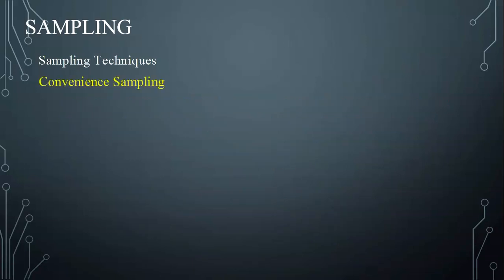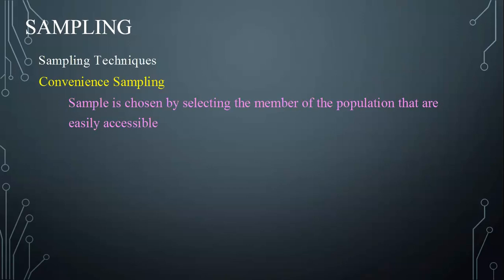And one last sampling technique that we're going to discuss is called convenience sampling. Now, this is one of the easiest sampling methods to choose, but it's a less reliable one because the sample is chosen by selecting the members of the population that are easily accessible. For example, a student who wishes to form a sample to survey could perhaps go for his classmates or the people related to him, because these are the people he can access easily. So that is what convenience sampling is.